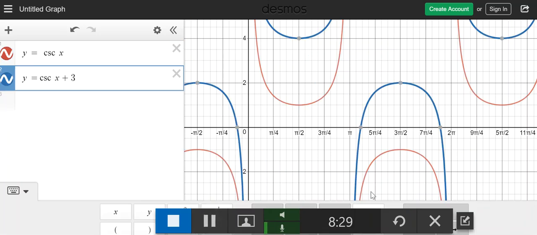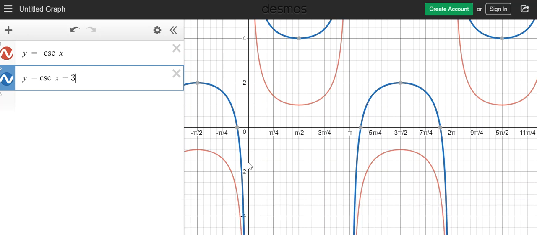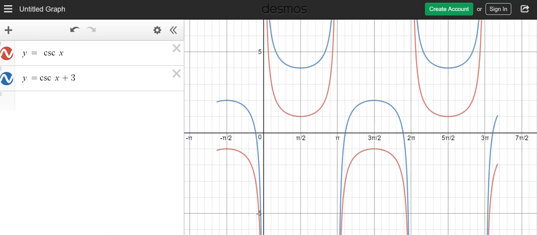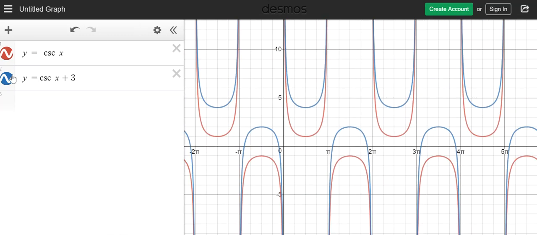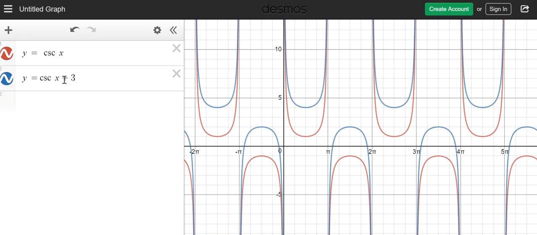And finally, the last one asks about a vertical shift. So if we take a look, the red represents the normal cosecant graph, and the blue is adding a 3 vertical shift. So right here, you see how this point went up 1, 2, 3 to the blue. This point right here went up 1, 2, 3 to the blue.